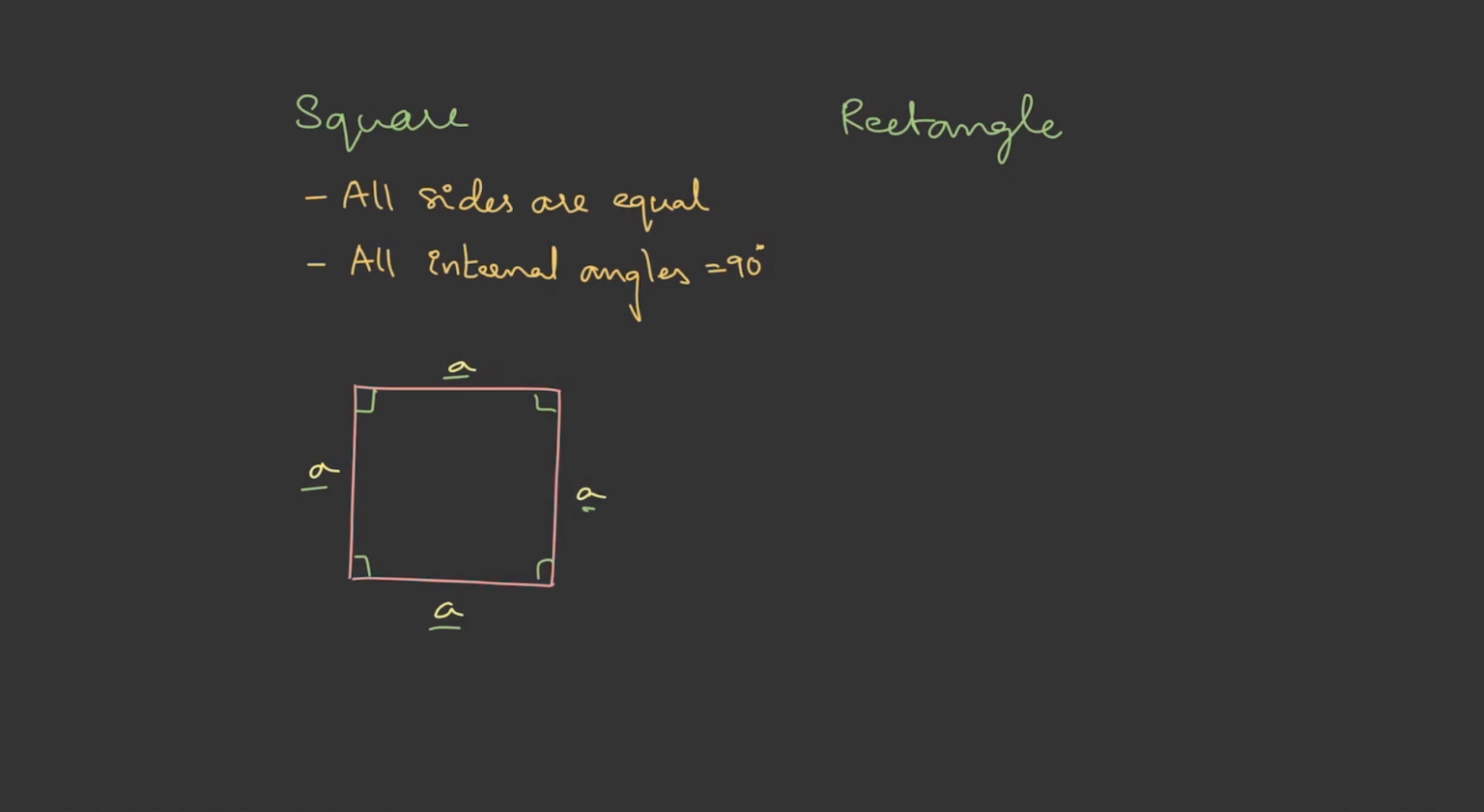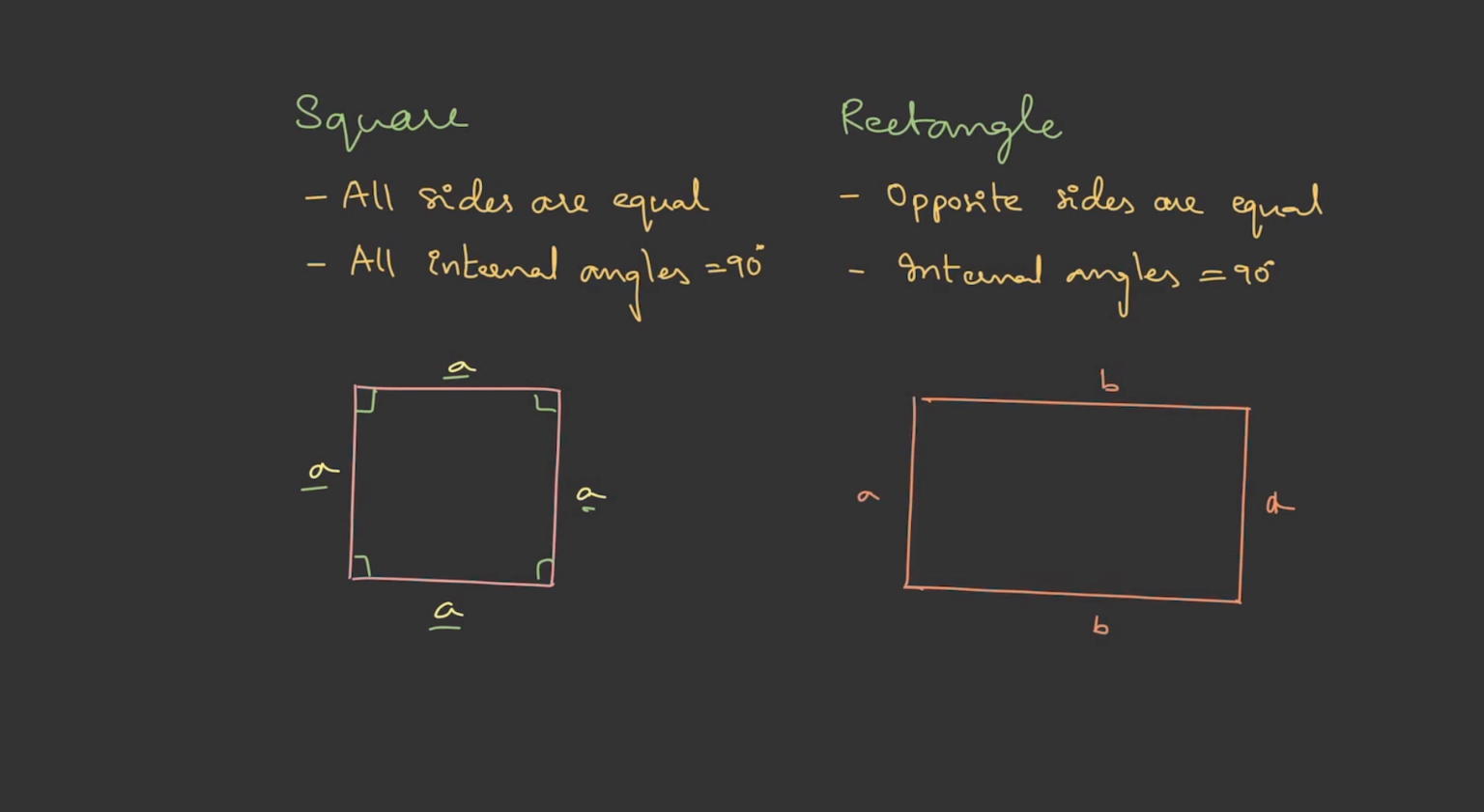Now coming to the rectangle, the opposite sides are equal and all the internal angles are again 90 degrees. So here is the diagram. Opposite sides are A and A, and the other two sides are B and B. Internal angles again are the same, 90 degrees, all the four. Now for these two figures we need to find out the area and perimeter.